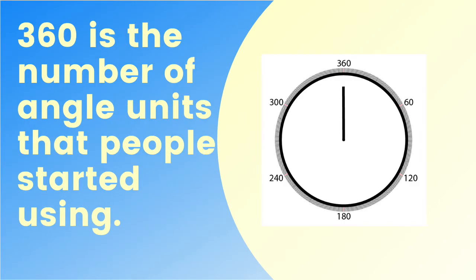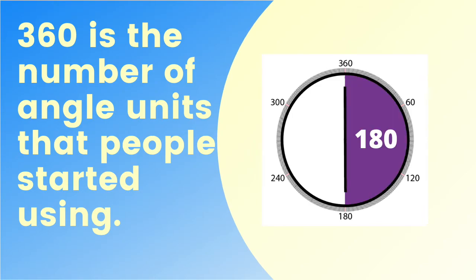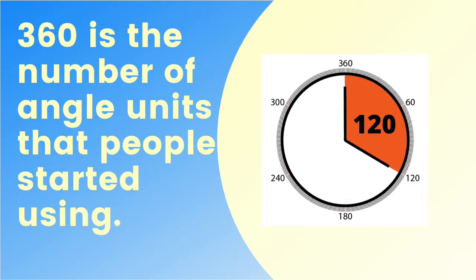How about instead of dividing a circle into 60, we divide it into 360. That's 60 times 6. If the whole circle is 360, half the circle is 180, 1/3 is 120, 1/4 is 90, 1/5 is 72, 1/6 is 60. Now we can measure angles really precisely.